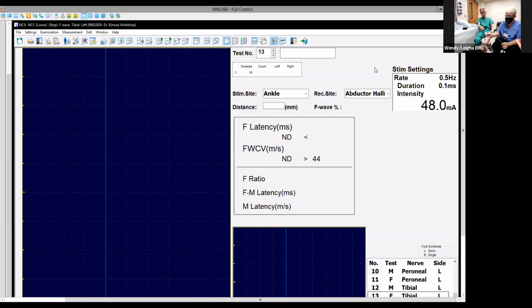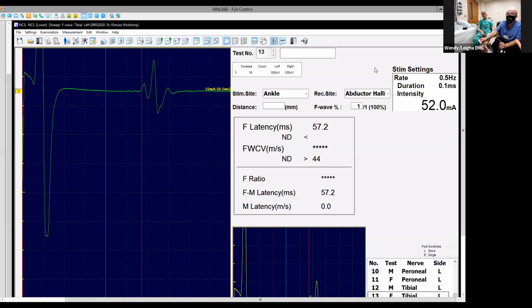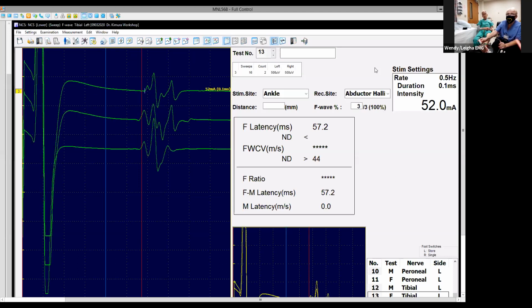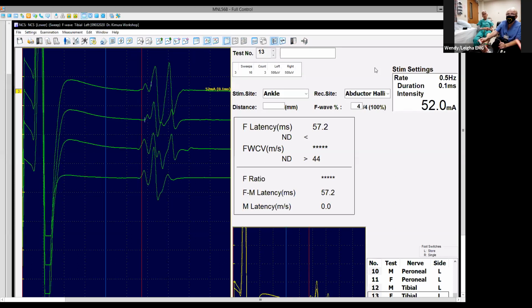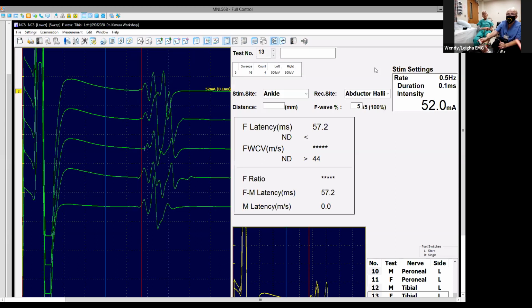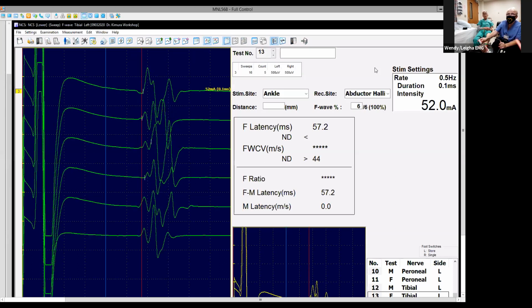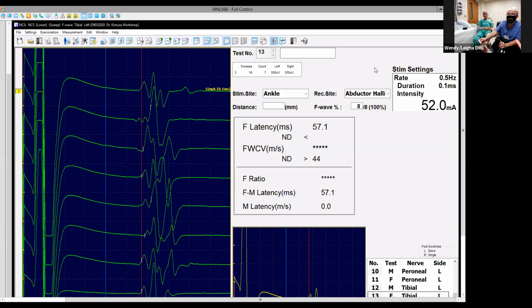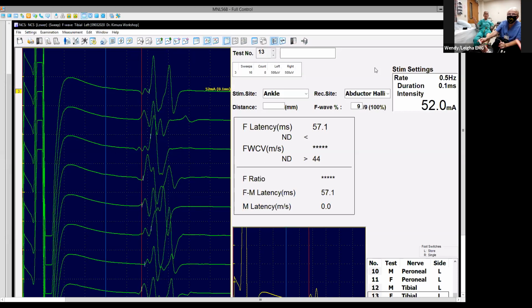And the electrode setup is exactly the same as a motor response, and we stimulate at the ankle. And that's 1, 2, 3, 4. I prefer to do it 10 times, but our technologists never do 10. They usually do 5 and calculate, but that's okay.